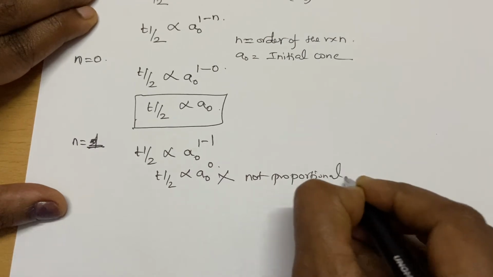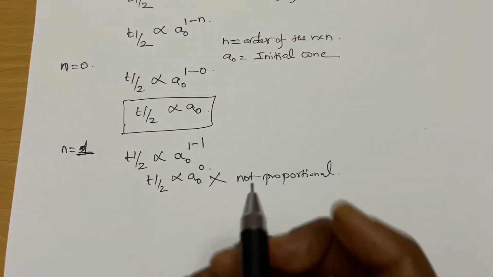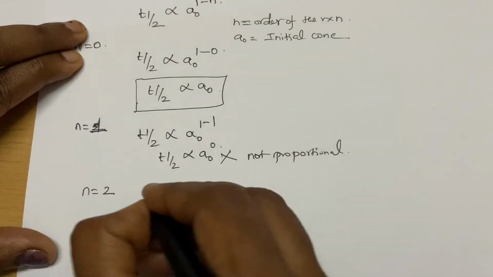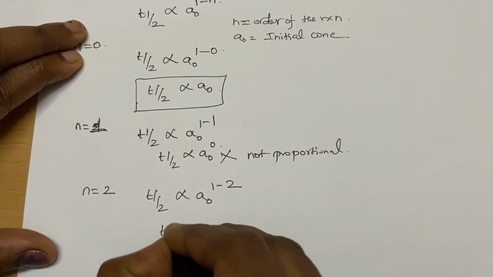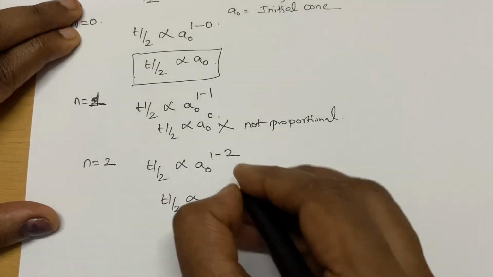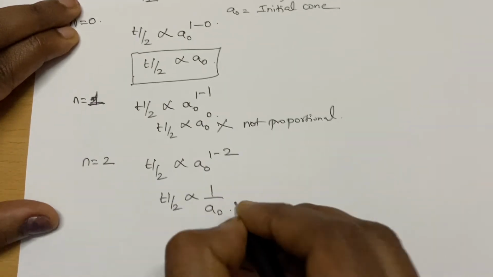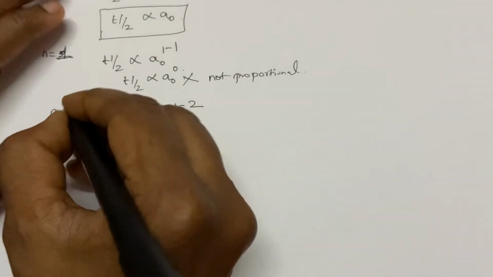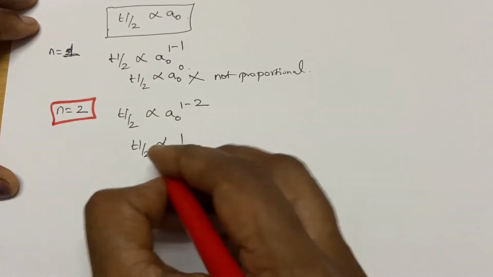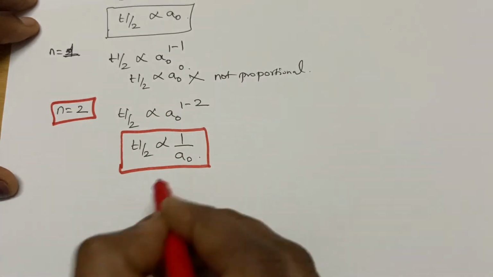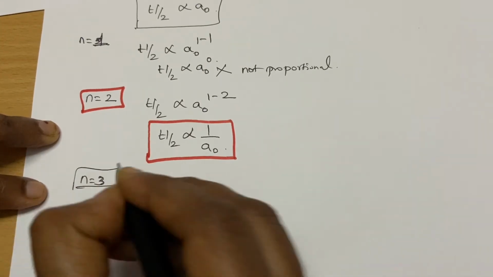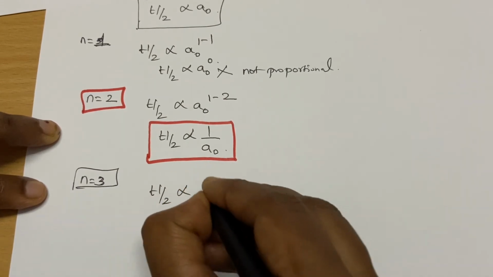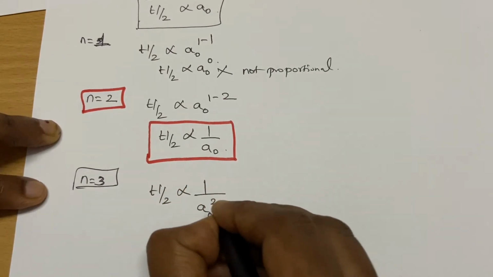Just now we saw that the half-life period of the first order reaction is independent of concentration. For n is equal to 2, t half is proportional to A naught to the power of 1 minus 2, which becomes A naught to the power minus 1. That means for n is equal to 2, the second order reaction, it is inversely proportional to A naught. For n is equal to 3, we can tell it is inversely proportional to the square of the initial concentration.